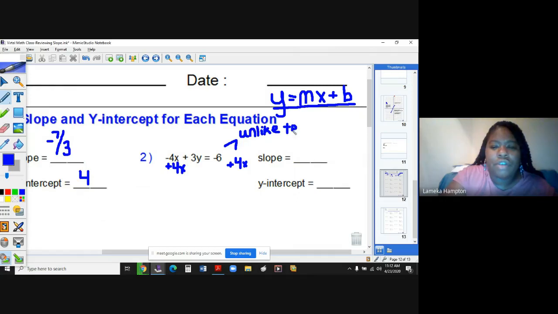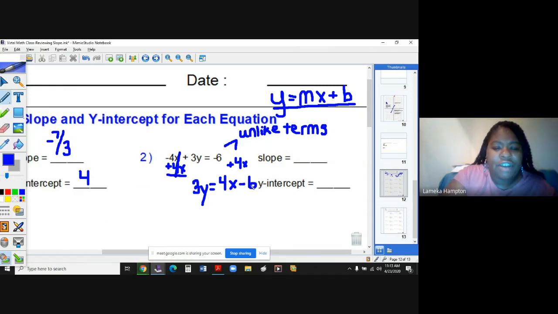All right, so now once I cancel these out over here, I'm going to be left with 3y is equal to 4x minus 6.